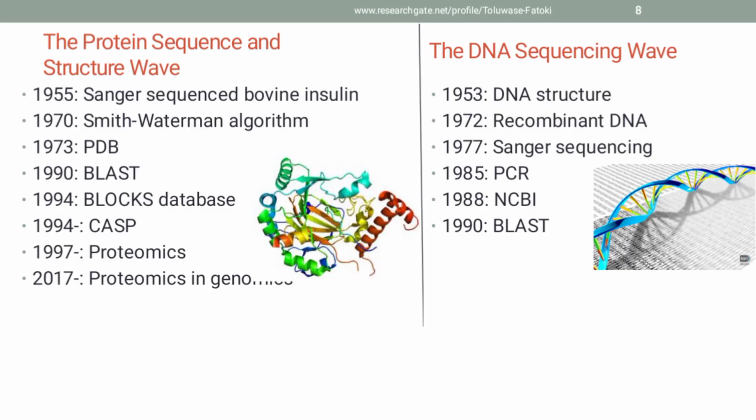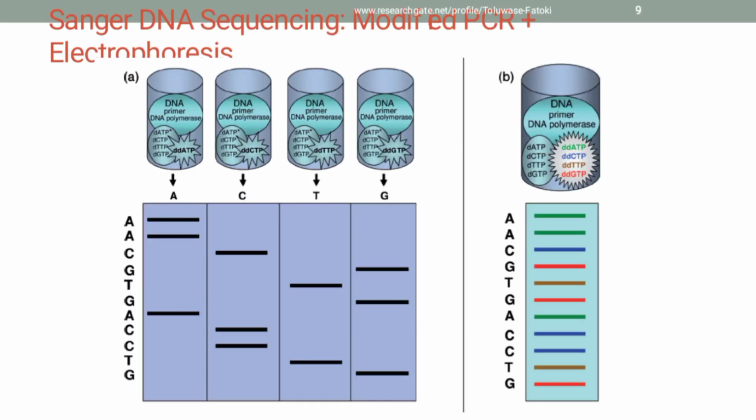And so with BLAST, we have variants: one that you can use to search for protein, and another variant that you can use to search for protein or for DNA sequence. Talking about Sanger sequencing, it involves a kind of modified PCR, polymerase chain reaction, and then electrophoresis. Polymerase chain reaction is a process by which you want to hasten the replication of DNA in a test tube. Let me put it like that.